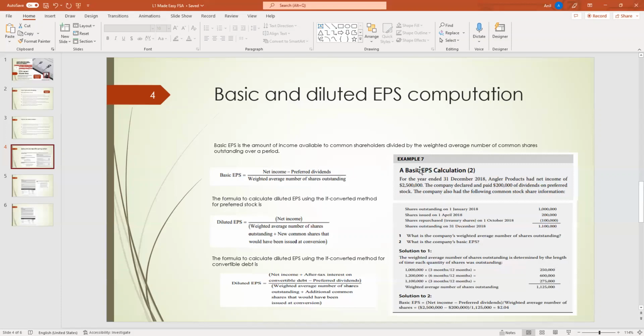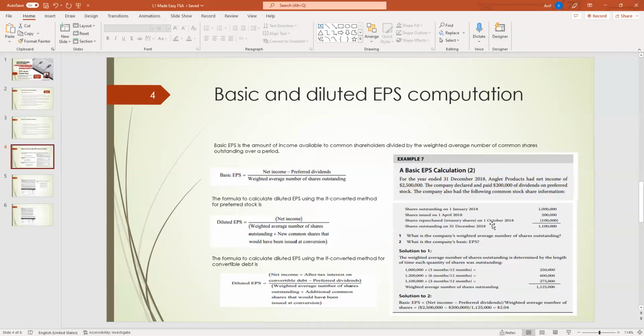Let us do an example. Basic EPS calculation, example 7. For the year ended December 31, 2018, Angler Products had net income of $2.5 million. The company declared and paid $200,000 of dividends on preferred stock. The company also had the following common stock share information. Shares outstanding on January 1st, 1 million. Shares issued on 1st April, 200,000. Shares repurchased, that is treasury shares that they have bought with the cash, reduced by 100,000, so the shares outstanding is 1.1 million. This is not weighted by time, so we need to find the weighted average number of shares outstanding. And then what is the company's basic EPS for the year?